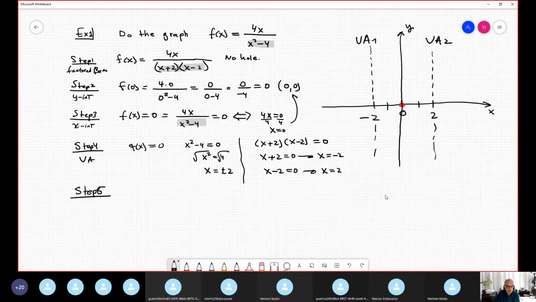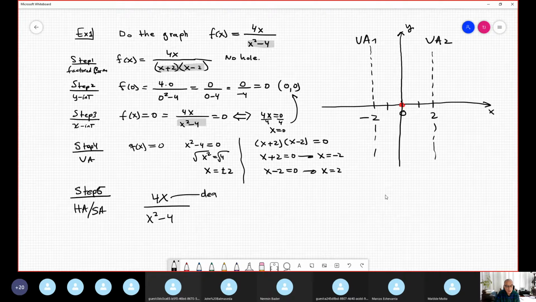Step 5 is the analysis of the degree, in order to determine if we have a horizontal asymptote or a slant asymptote. Okay, so I copy the original. The original is 4x divided by x squared minus 4. So the degree of this polynomial, actually it's a monomial, is 1. And the degree of this binomial is 2, no?